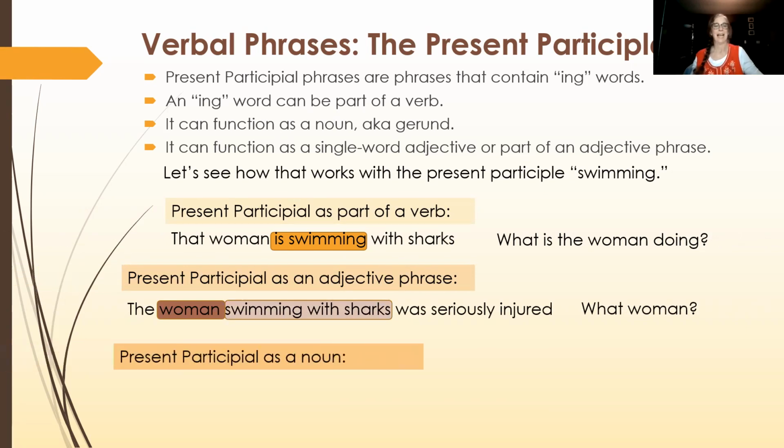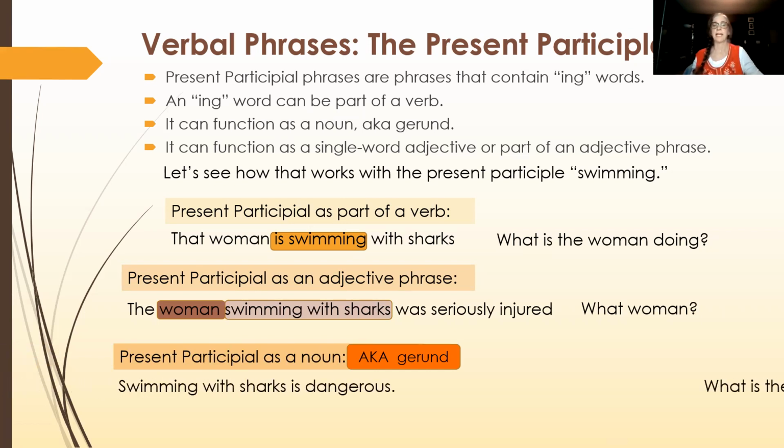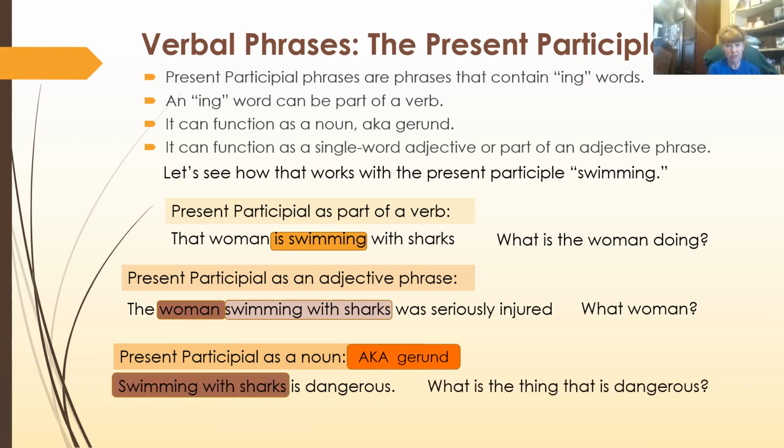Exactly. And now let's look at it as a noun, aka a gerund. Now, gerund is a funny kind of word, but all that word means is an -ing word acting like a noun. Swimming with sharks is dangerous. What is the thing that is dangerous? Swimming with sharks. There you go. And that is the thing.